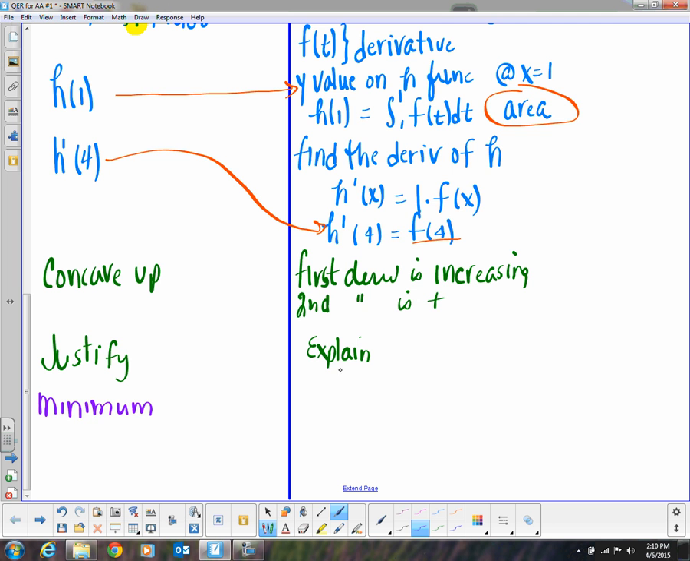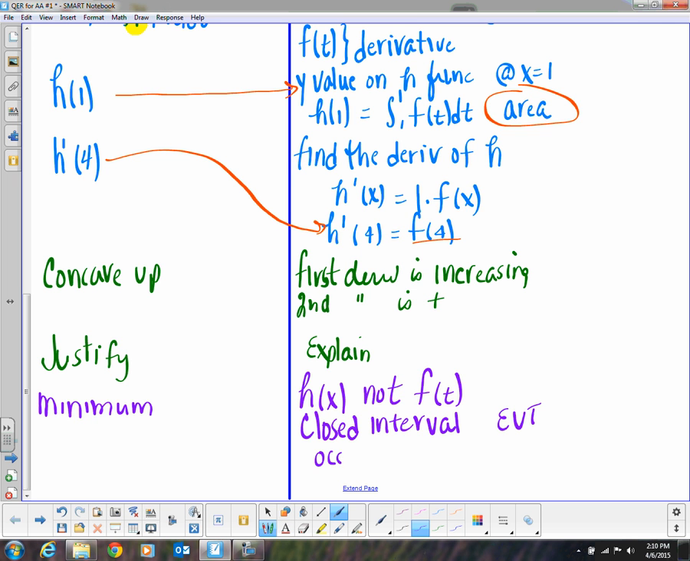Okay, first of all, this is the minimum of h, not f, okay? And when I'm looking at minimum, because it said closed interval, all right, we were on the lookout earlier, I am looking at extreme value theorem, which means they occur at critical numbers or endpoints, and this is what everybody forgets, is the endpoints. Okay?